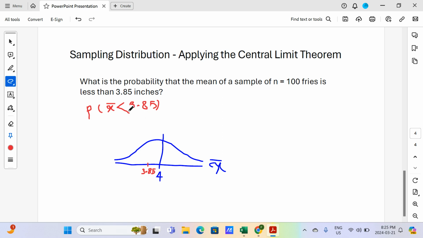And x bar is less than 3.85. All the x bars less than 3.85 are on the left side of 3.85. So the probability I'm looking for is the area of the shaded part, this part. I can find this area easily by Excel. So the probability we look for is the area of the red part, the shaded part. Now we need to go to Excel.